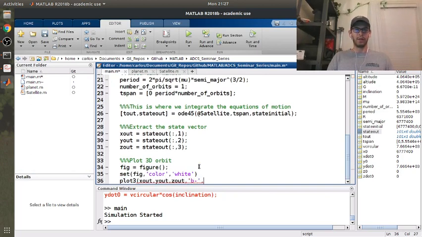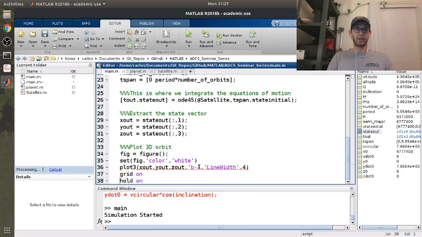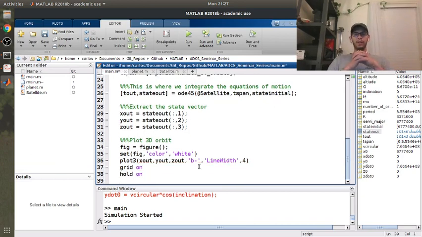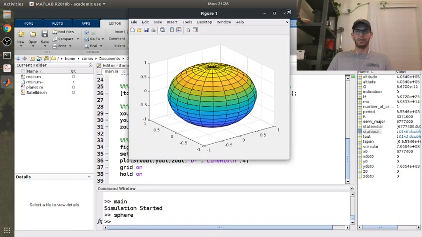I'm going to do a blue line, make a line width of 4. Let's throw a grid on. Let's throw a hold on just in case we want to plot multiple things. Do we want to put a sphere at the center? Yeah, let's do that. Is it sphere? Oh gosh, yeah, it is. Okay, cool.